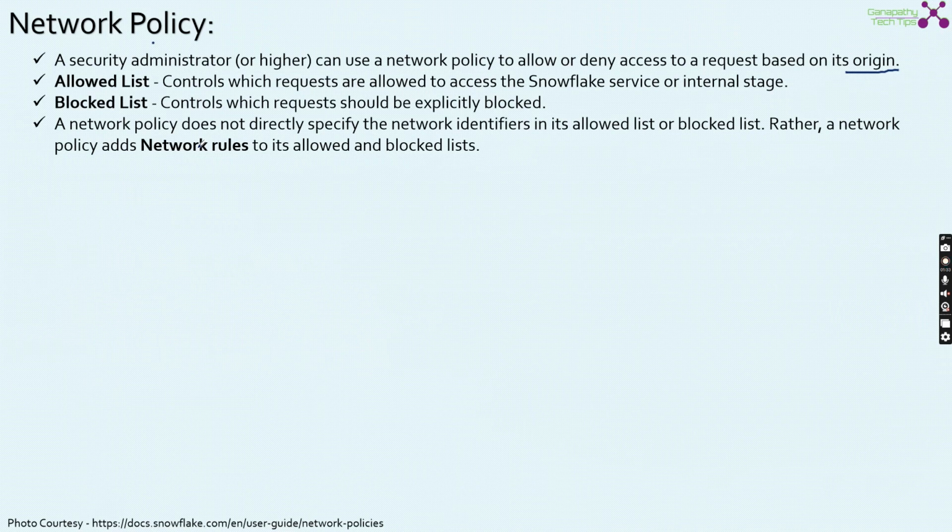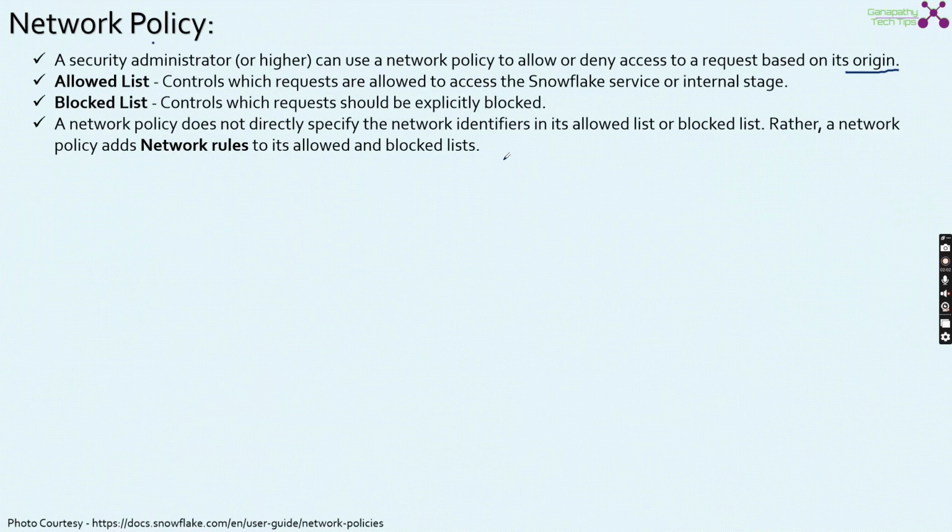But now Snowflake is recommending something called the network rule. Instead of directly specifying it under the network policy, we can create network rules and then we can attach the network rules as part of the network policy. We are going to see it subsequently. So a network policy does not directly specify the network identifiers in the allowed list or blocked list. Rather, a network policy adds network rules to its allowed and blocked list. As I mentioned earlier, it is a new feature within Snowflake.